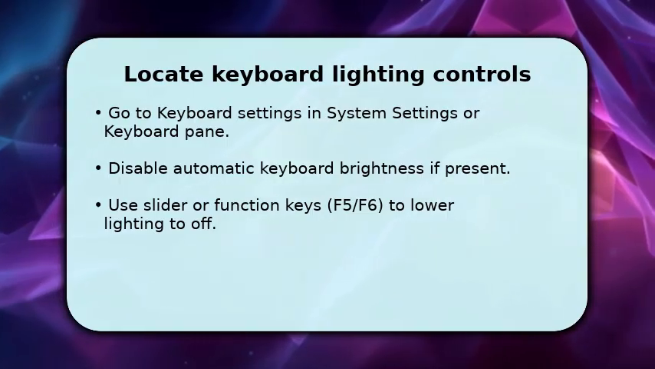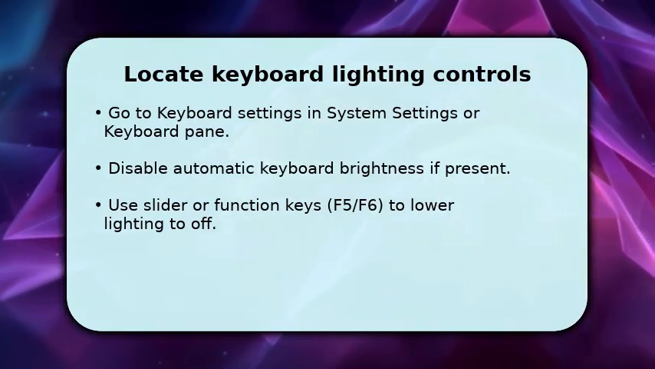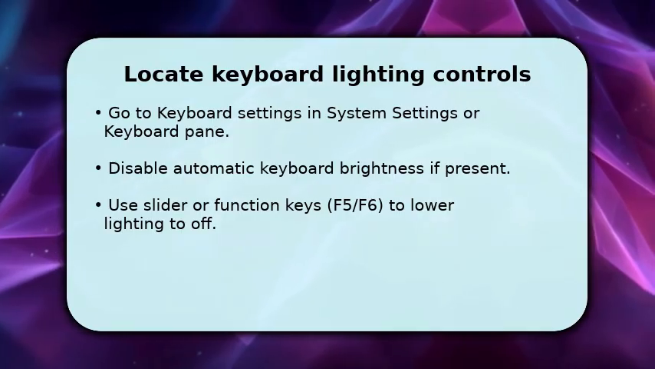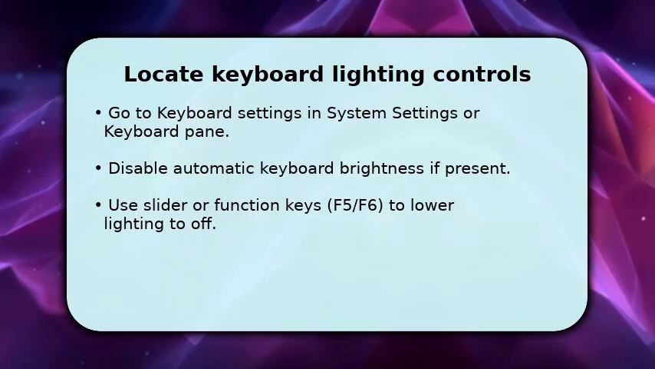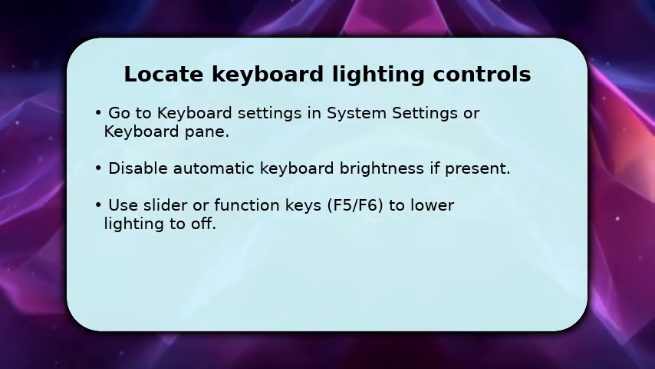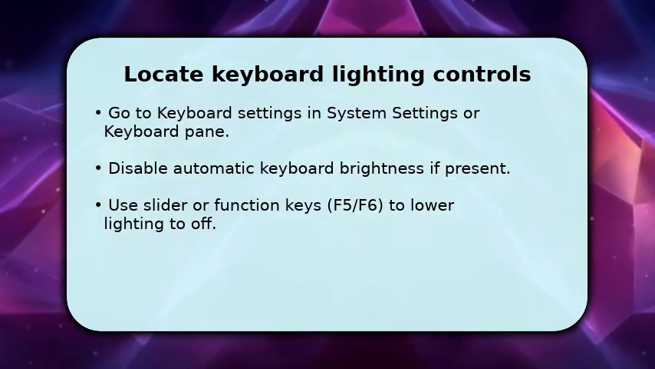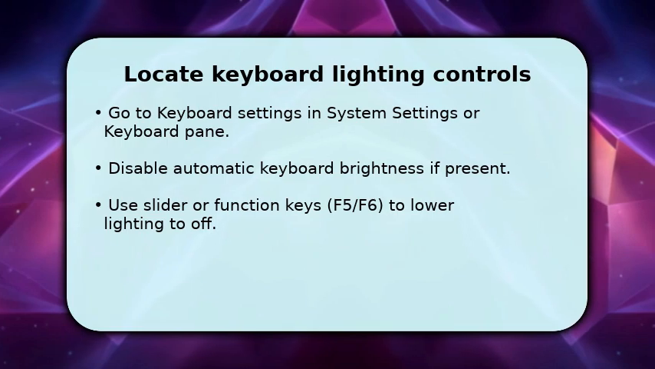Then reduce brightness with the on-screen slider or the dedicated keys, often F5 to dim and F6 to brighten, pressing F5 repeatedly until the backlight is off. This step ensures manual control and explains why the automatic option must be off.